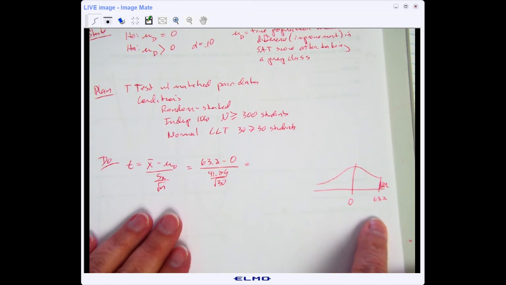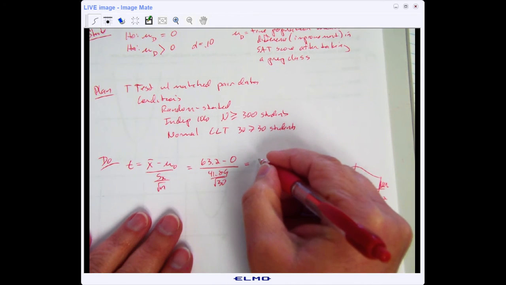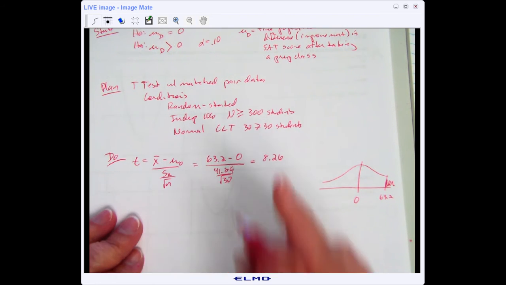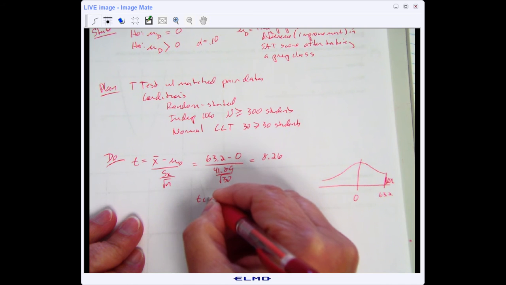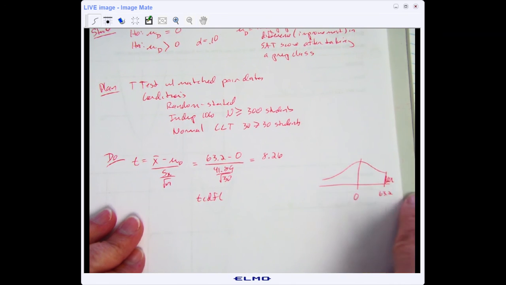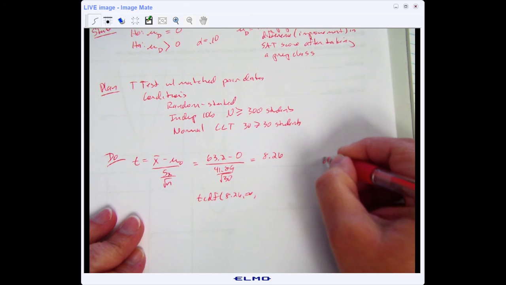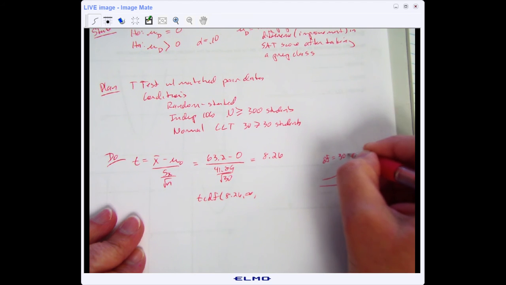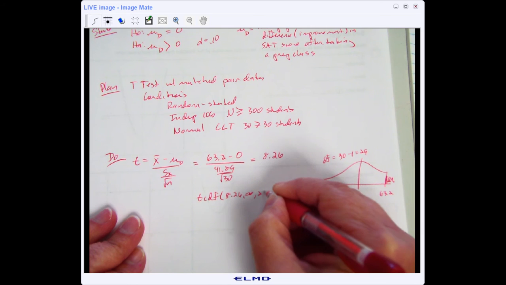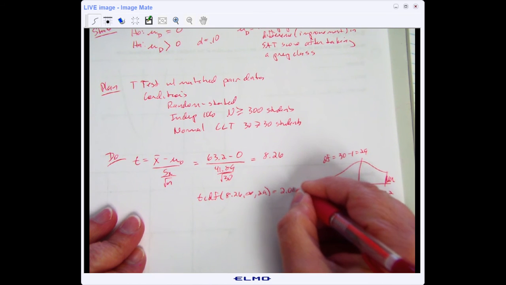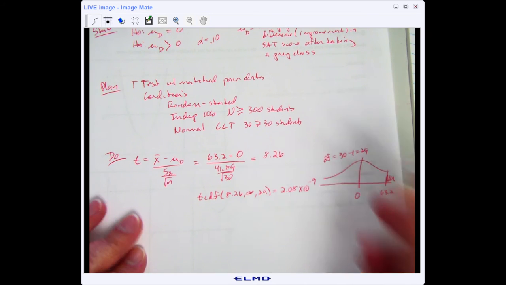Throw this in the calculator, I do get a t-test statistic of 8.26, and I will throw that into tcdf. I'm going to go from 8.26 to infinity. Degrees of freedom is sample size minus 1. Then I get a p-value of 2.08 times 10 to the negative 9.